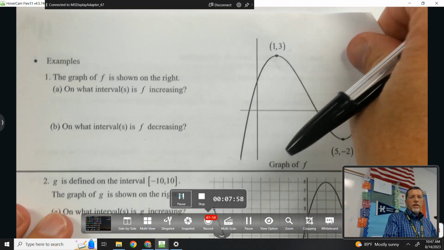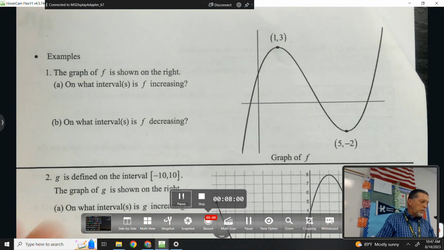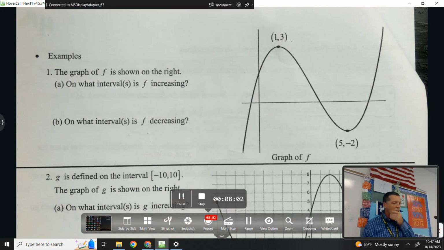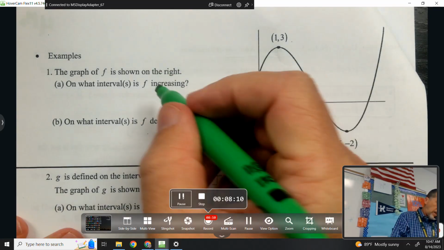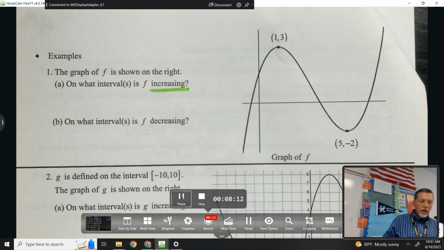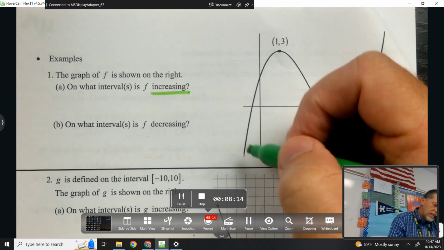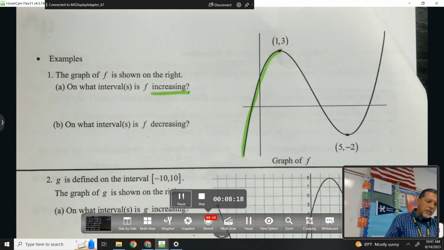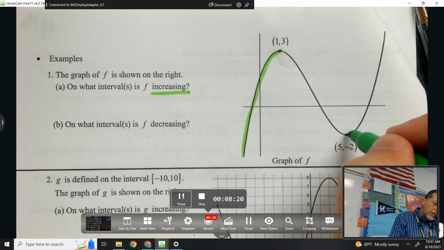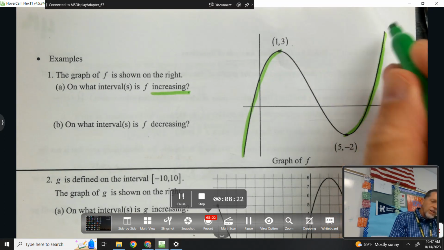All right, I hope this feels easy, because it should be so far. Example, a graph on the right. Well, what intervals is f increasing? Let's see. Increasing means going up as I move left to right. So increasing until we get there. Then it's decreasing, and then we're increasing from there on.